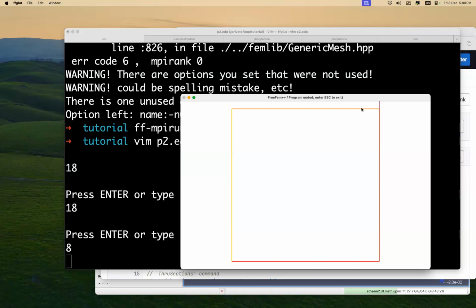Is it just an interpolation between two nodes of P2, or two P1 nodes? Yes, there is an interpolation from P2 to P1, sorry. Okay.